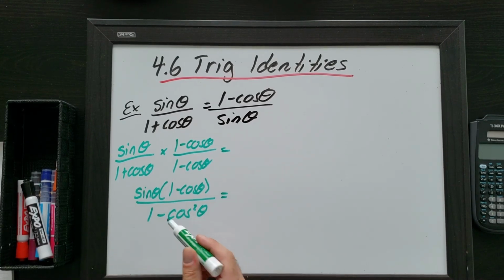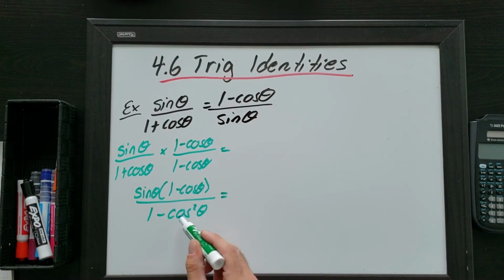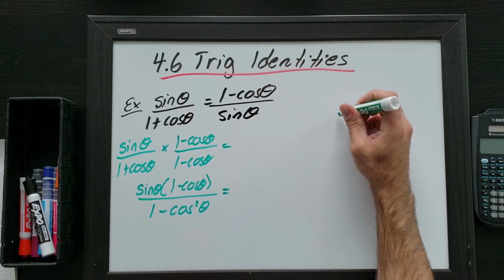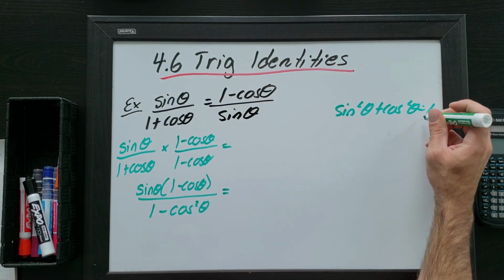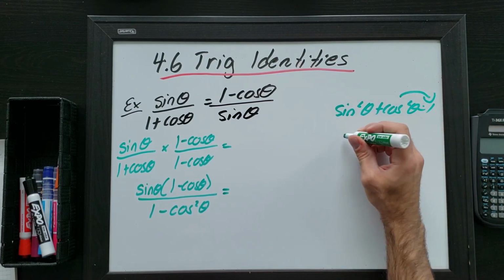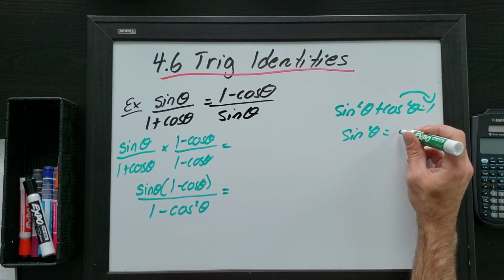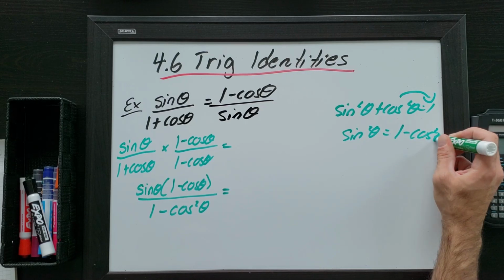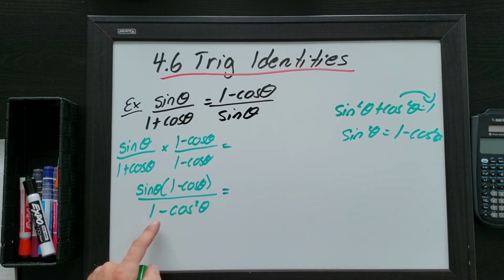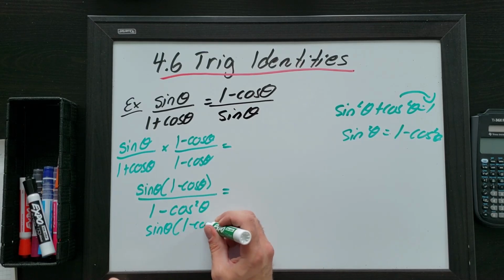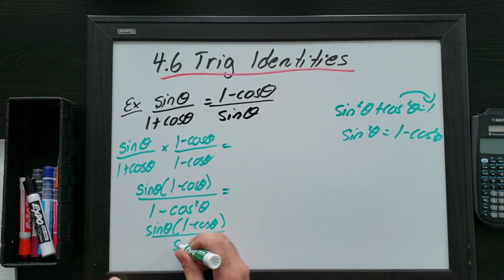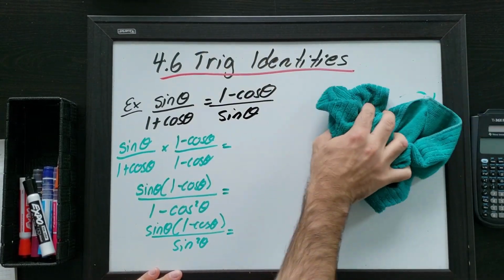Okay, now next I'm looking at the bottom here, and this is part of my Pythagorean identity, right? So Pythagorean identity is sine squared theta plus cos squared theta equals 1. But if I bring that cos over, remember I told you sine squared theta is 1 minus cos squared theta. So I'm going to convert this 1 minus cos squared theta. I'm going to keep the numerator the same, and I'm going to change it to sine squared theta. Okay, I'm going to erase this side.